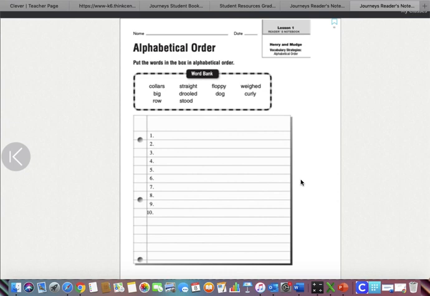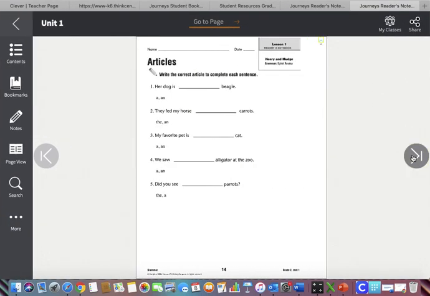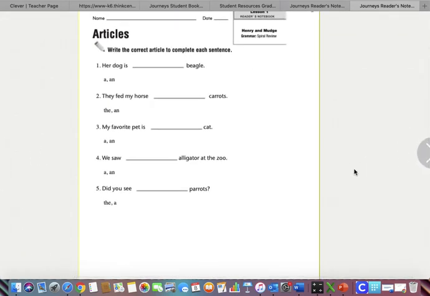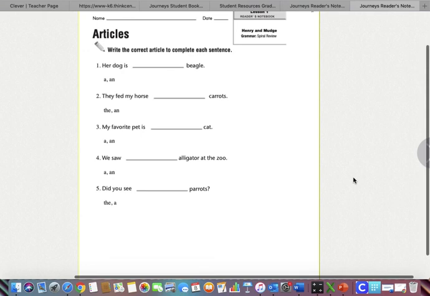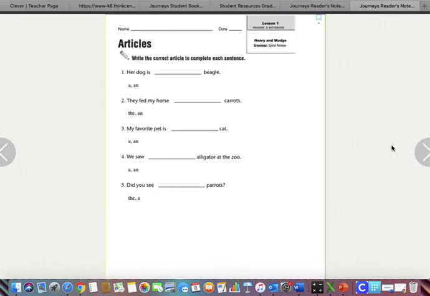Real quick, we'll talk about subjects and predicates before we finish up for the rest of today. So, in your reader's notebook, I want you to turn to page 14. Oh, I'm sorry. We're not talking about subjects and predicates. We're talking about articles. Actually, you know what? I don't want to do this one today. So we're not going to talk about articles today. I want to talk about articles tomorrow.